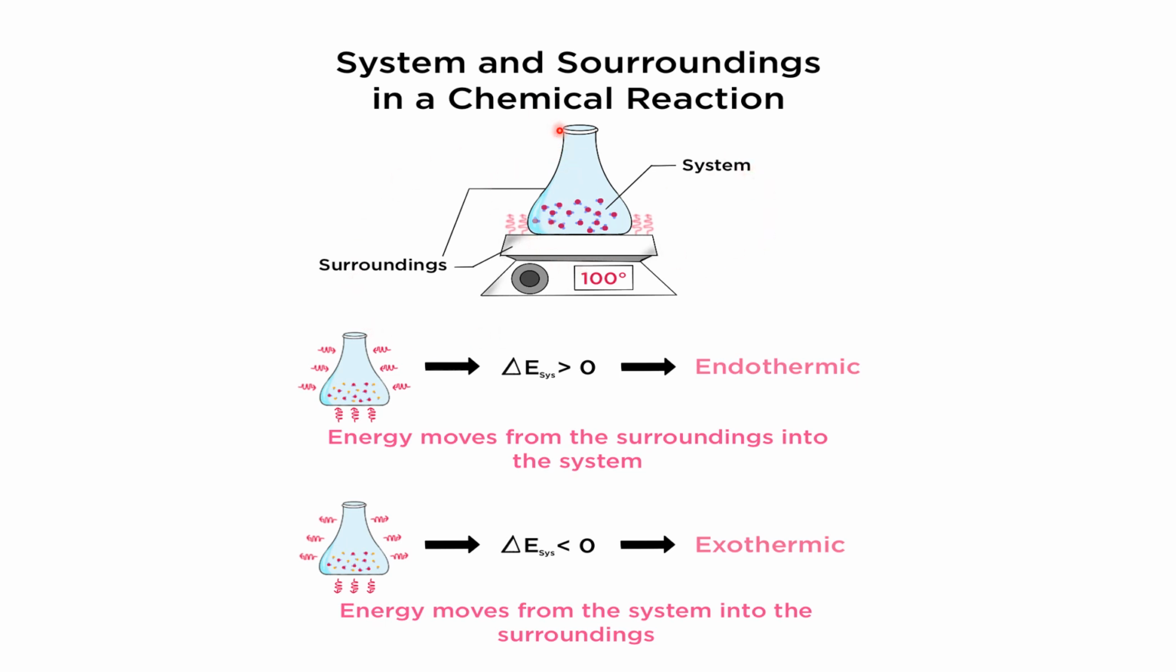In the system we have a beaker and the chemical reaction occurring in it. उसके बाद हीट ट्रांसफर की बेस पे हम रिएक्शंस को दो टाइप्स में डिवाइड करते हैं, either endothermic or exothermic.